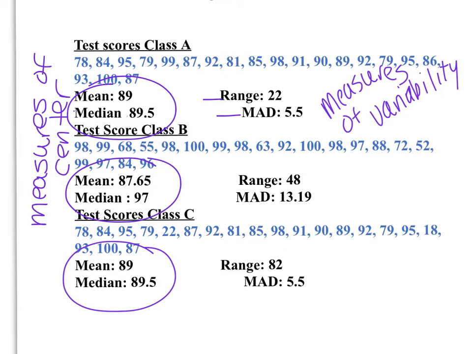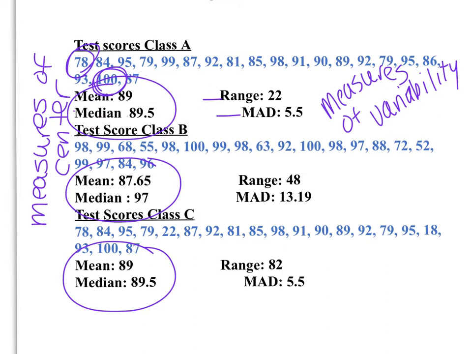Let's take a look at this first set of test scores. And just a quick look at test scores in Class A, you can see everybody did really well. There's 70s, there's 80s, there's 90s. And the range, or the distance from the very highest score, that 100, to the very lowest score, that 78, there's a range of 22. The test scores were all pretty close together. And the mean absolute deviation is 5.5, which is pretty small. And again, we're going to figure out how to calculate that in just a minute. So you can see there was very little variability in this data.